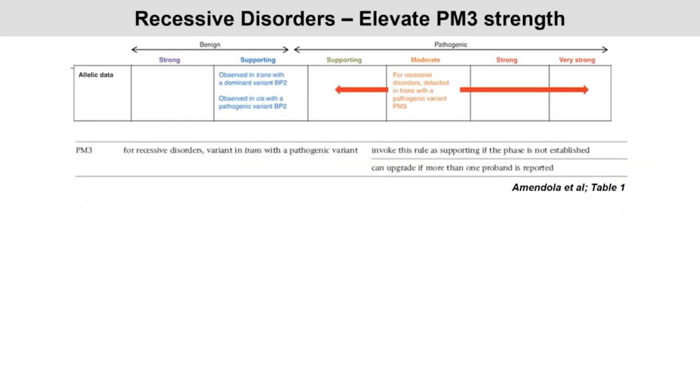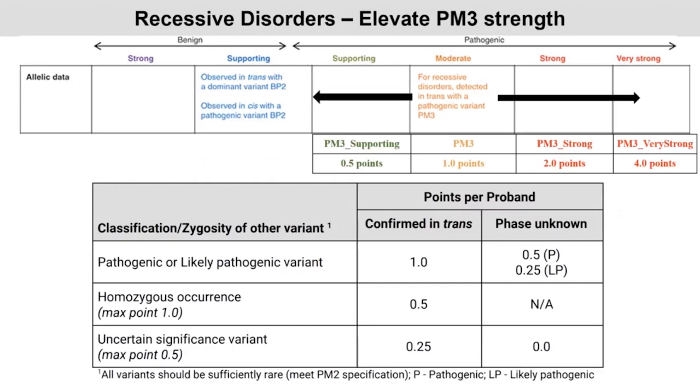And again, a question has often come up before of when you have multiple observations, do you upgrade, and would you even want to downgrade in cases where you are unable to confirm the phasing? So similar to that de novo framework, we've come up with a points-based approach to determine the applicable strength of all of your recessive observations. So in these cases, the points are divvied out according to if the variants are confirmed in trans versus phase unknown, and then also separated out based on the classification or zygosity, with less points for homozygous occurrences or uncertain significance variants on the other allele.